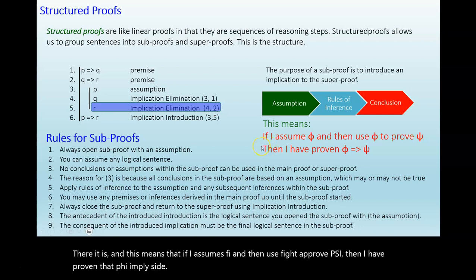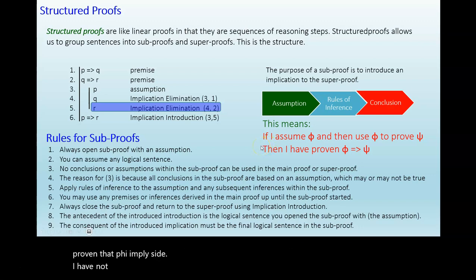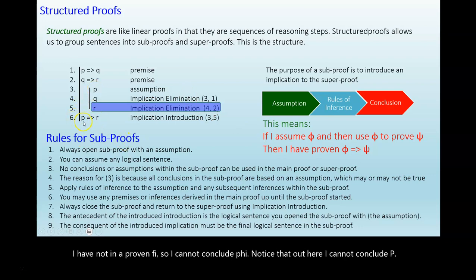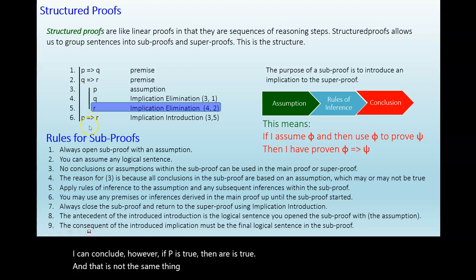I have not proven phi. So I cannot conclude phi. Notice that out here, I cannot conclude P. I can conclude, however, if P is true, then R is true. And that is not the same thing as concluding that P is true, or that R is true.